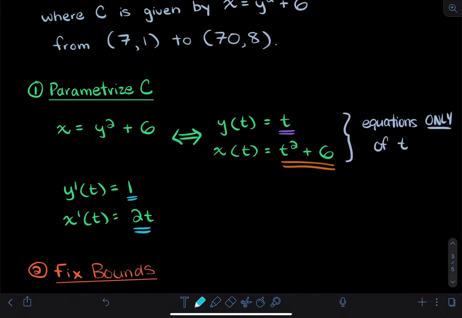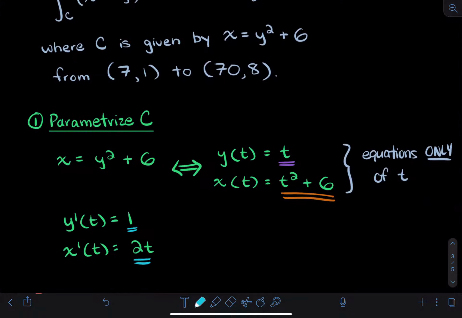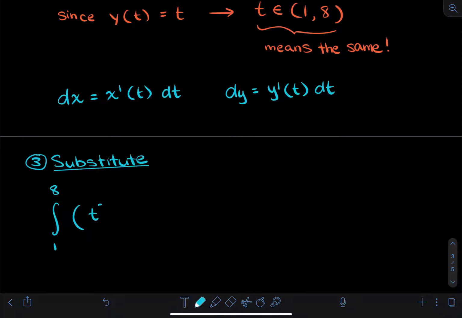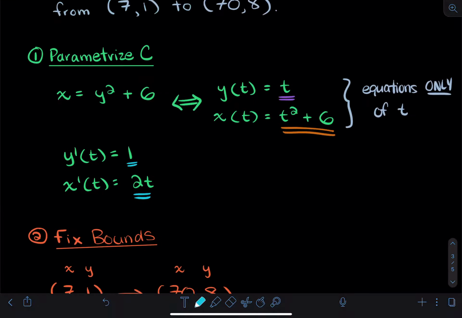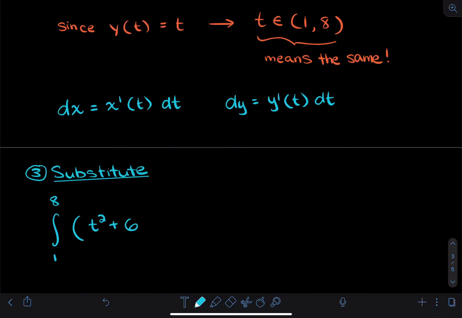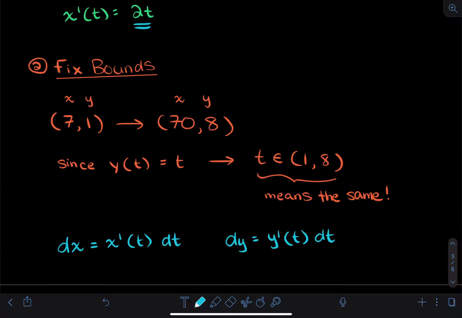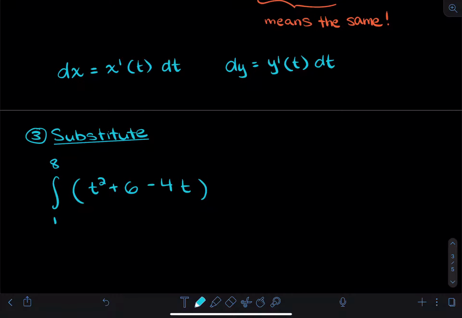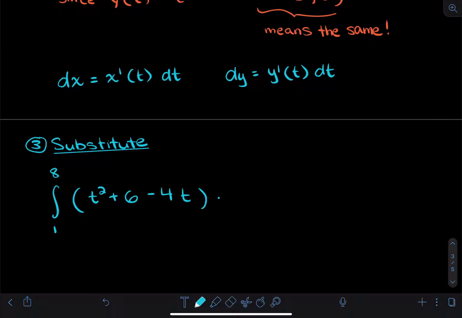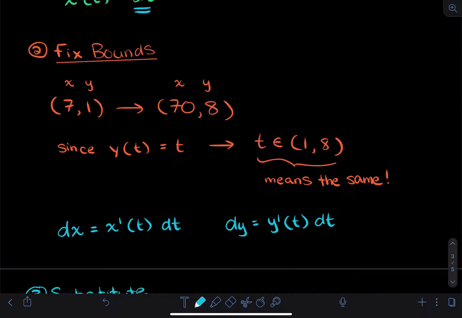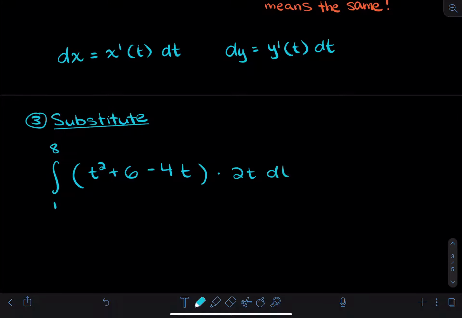So I want my x first. The question said x minus 4y. So x here is t squared plus 6. So let's put that here, t squared plus 6. Then we have minus 4y. Well, y is just t, so then we'll say minus 4t. And then we have dx. Well, what's dx? x prime of t dt. And what is x prime of t? It's 2t. We said that up here. x prime of t is 2t. And then we'll put in the dt.